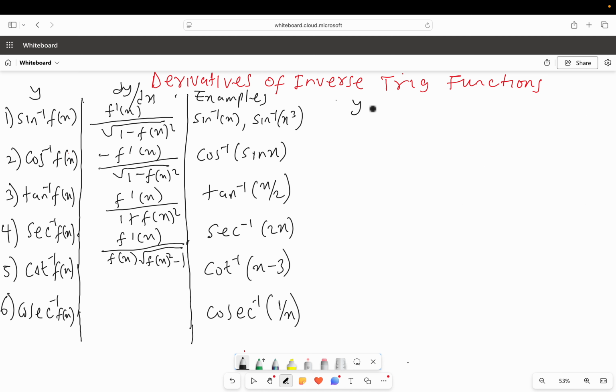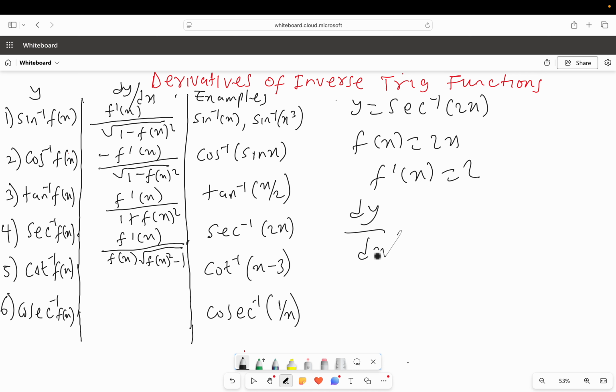So if I have y is equal to sec inverse of 2x, it means my f of x is 2x and my f prime of x will just be 2. So substituting these two into the formula, my dy dx will just be 2 all over 2x, then the square root of 2x squared, which will just be 4x squared minus 1. So this is my derivative for sec inverse of 2x.